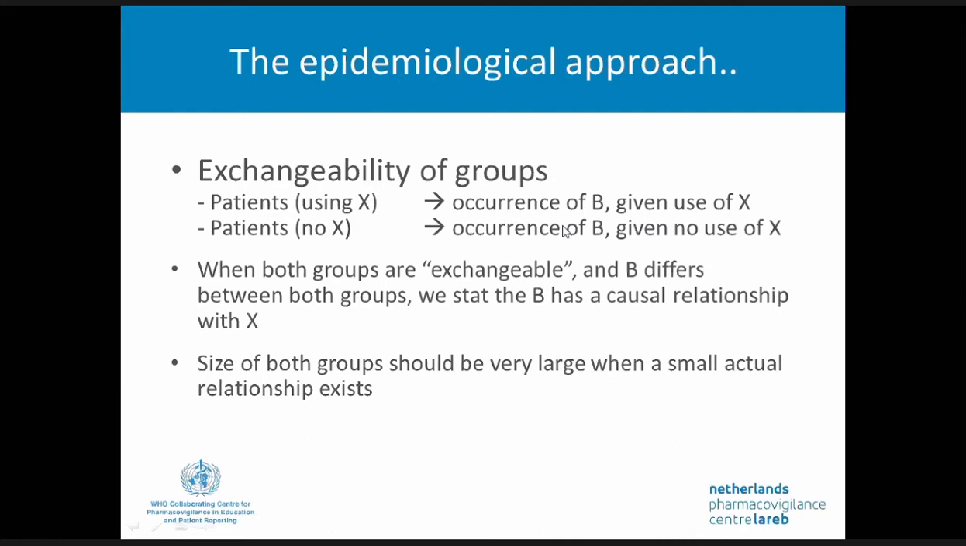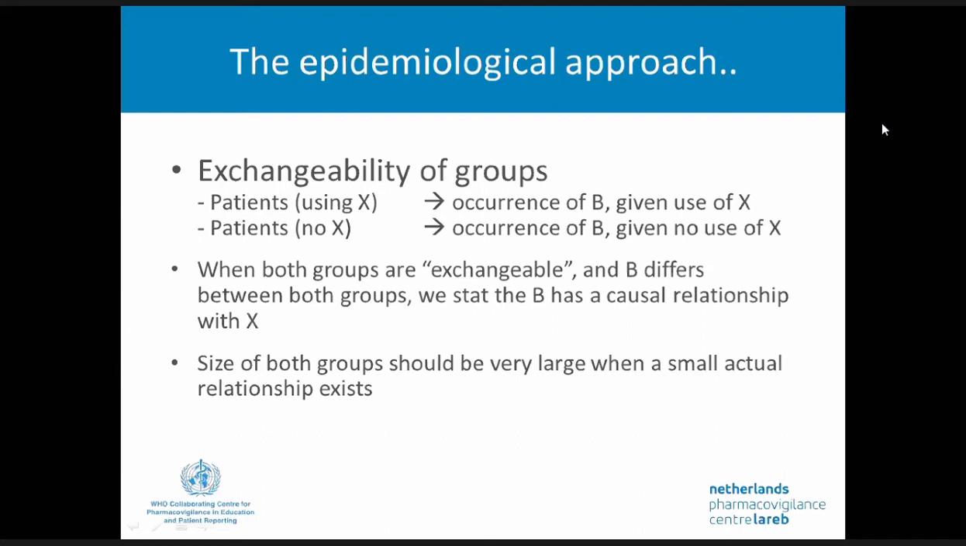Let me give an example of lung cancer. You can have a group A who take cigarettes, and cigarettes in this case would be X. You follow them up over time and see the chances of them developing lung cancer, which is occurrence B.